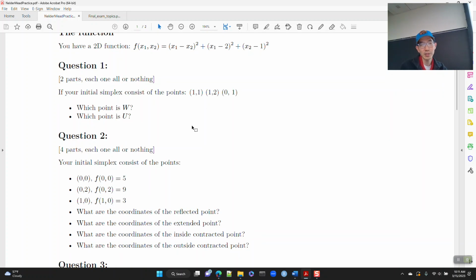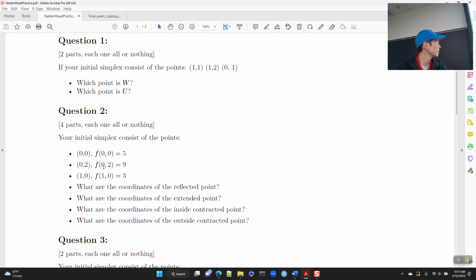So that's a simple question, and then here I say, okay, what if I give you these points and they evaluate to here? Based on this, where would your reflected point end up being? What would your extended point be? Your inside or outside contracted points, where are those locations?